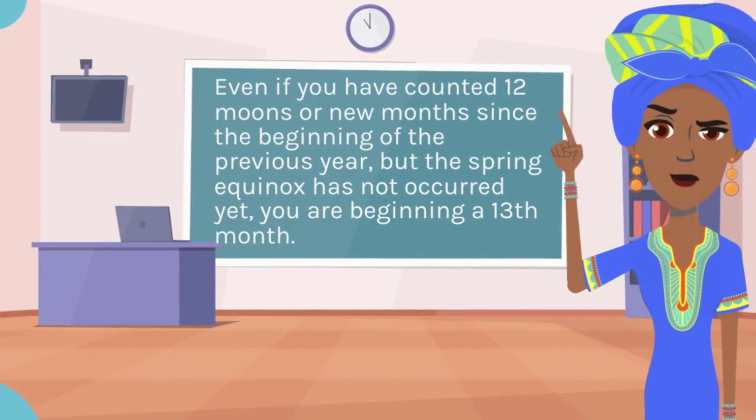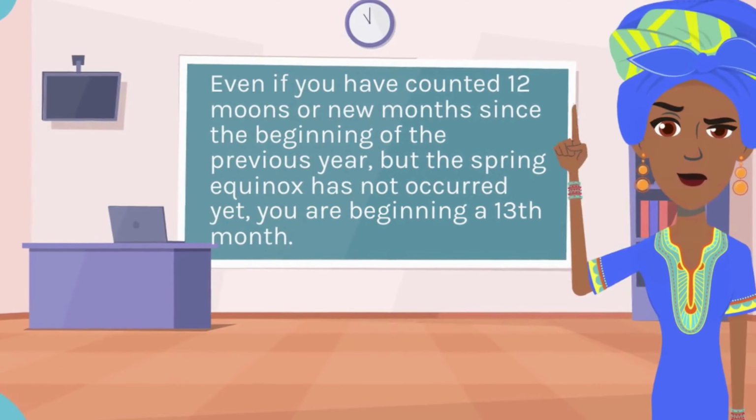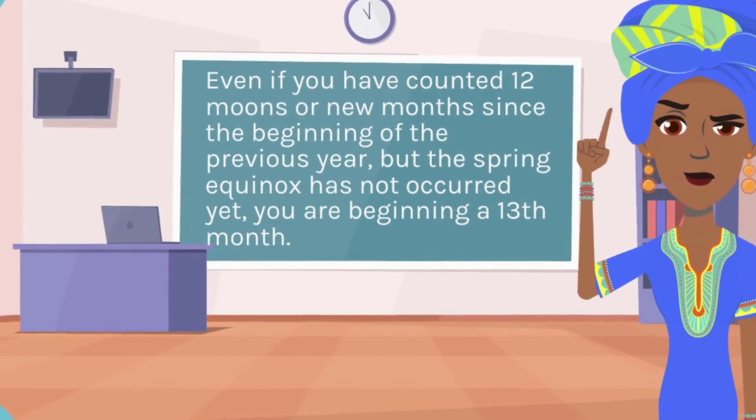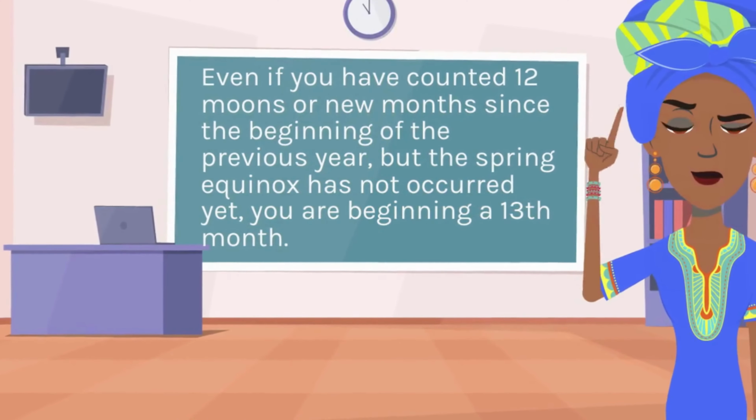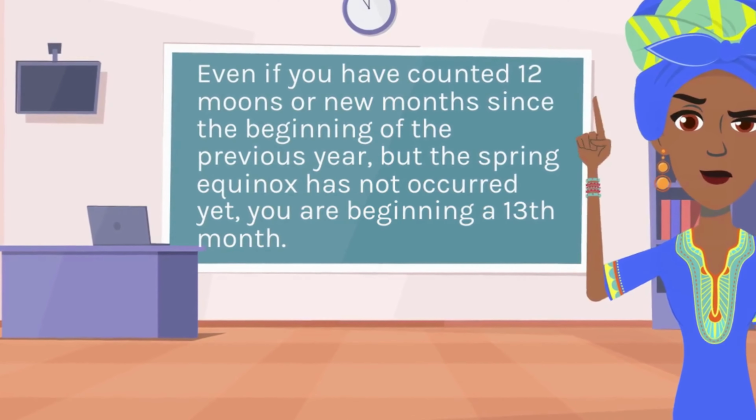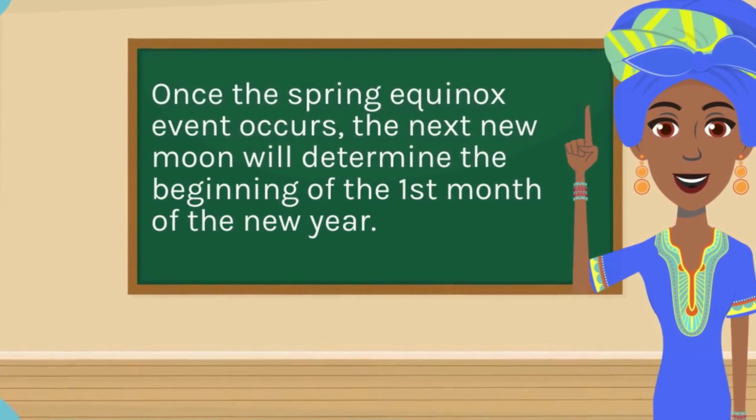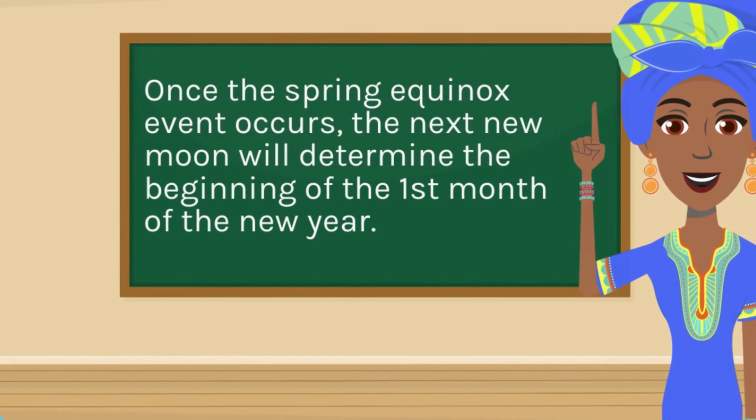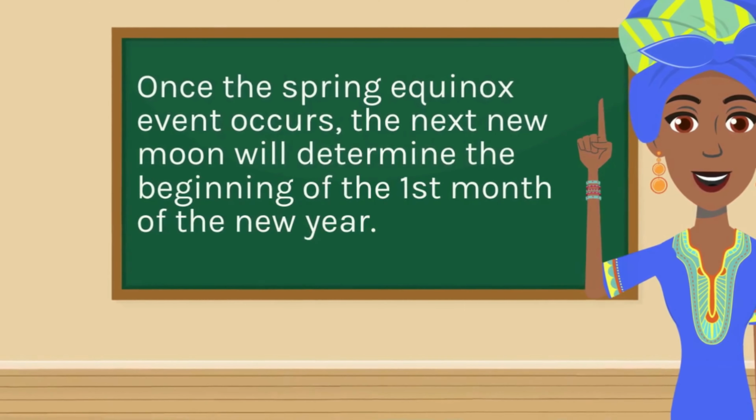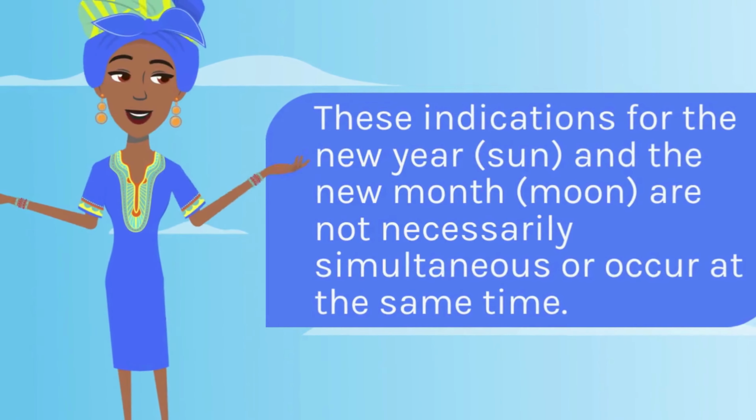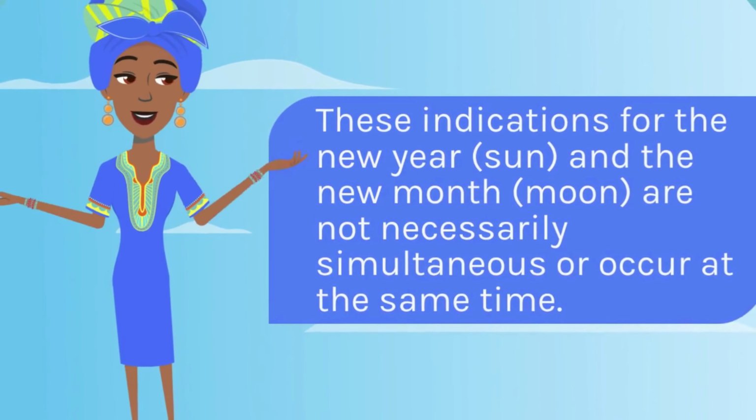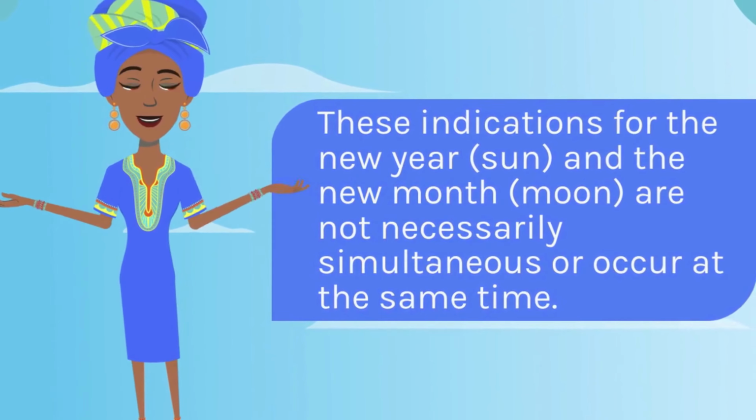Even if you have counted 12 moons or new months since the beginning of the previous year, but the spring equinox has not occurred yet, you are beginning a 13th month. Once the spring equinox event occurs, the next new moon will determine the beginning of the first month of the new year. These indications for the new year, the sun, and the new month, the moon, are not necessarily simultaneous or do not occur at the same time.